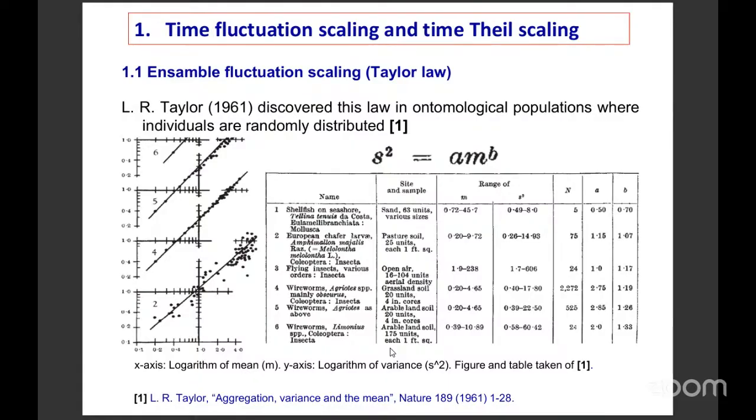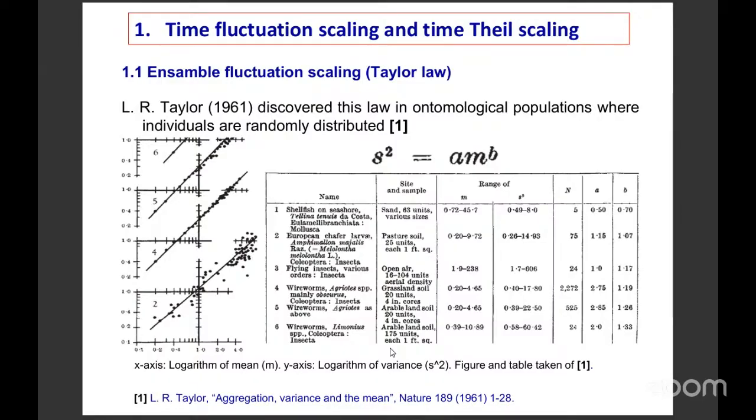Taylor in 1961 discovered this law in the context of entomological populations. The idea is that the populations have a random behavior. The fluctuation scaling is a very simple idea because it is a power-law relation between the variance and the mean.